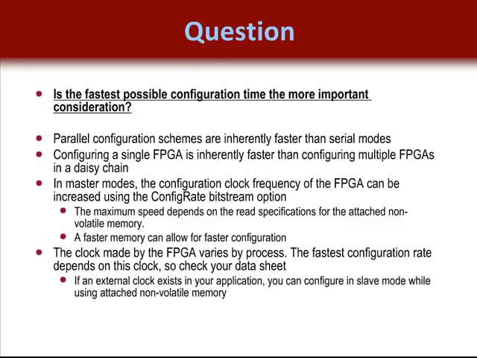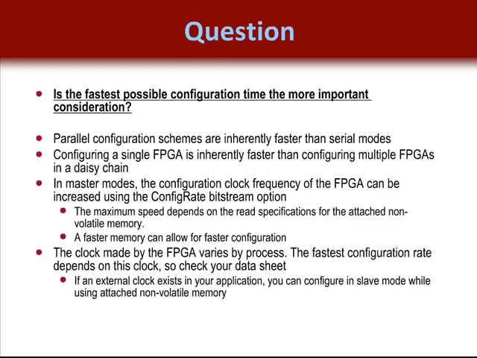Another question is, is the fastest possible configuration time the more important consideration? Well, at the same frequency, parallel configuration schemes are inherently faster than serial modes. Of course, if you're configuring multiple FPGAs in a daisy chain, then your configuration time will be longer. But there are a few things a user can do to speed up their configuration time. In the master configuration schemes, the configuration clock frequency can be increased. However, how much it can be increased will depend on the read specifications of the non-volatile memory component you're using. So if you can purchase a faster memory component, you may be able to increase your configuration speed.